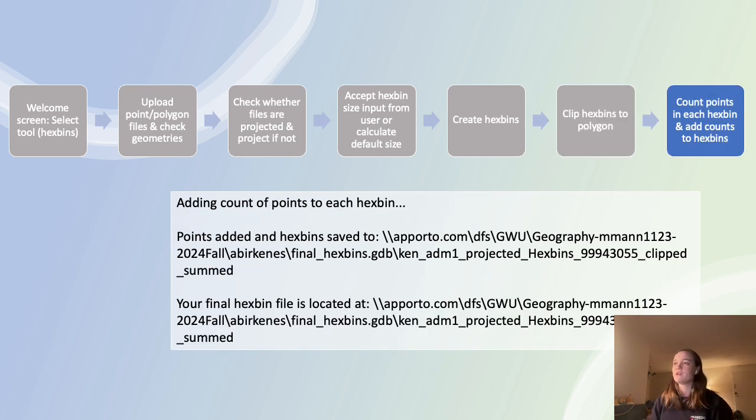And then finally, the last step is to add the number of points within each polygon, or within each hex bin, to the hex bins, and then to save that file. So in that case, it's using the summarize within tool. And the user is given a file path for their final file.